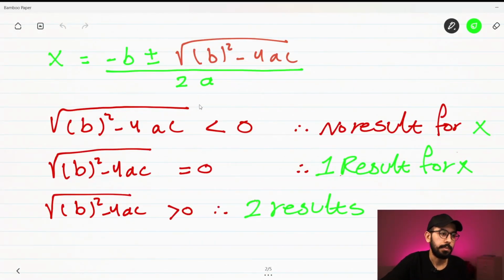The first tip, and the most important one, is that when the result of this part of the equation, just the root part, is less than 0, that means we have no result for this equation at all. We have no result for x, and this equation cannot be solved. And if this part equals 0, that means we have just one result for x. And if it is bigger than 0, that means we have two results for x.